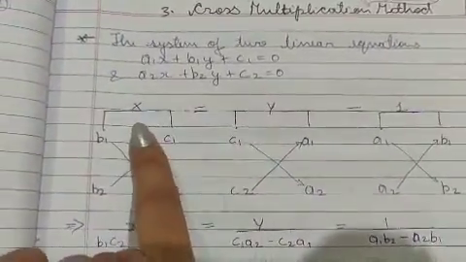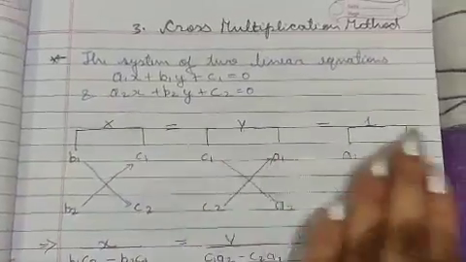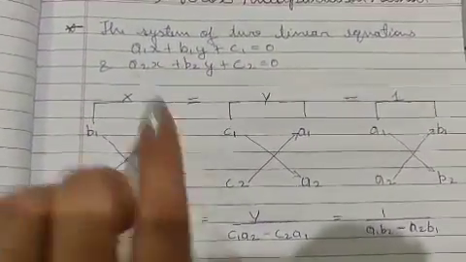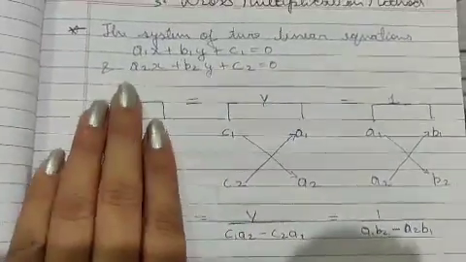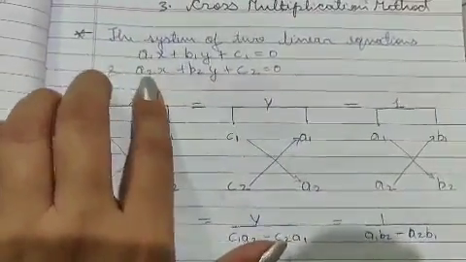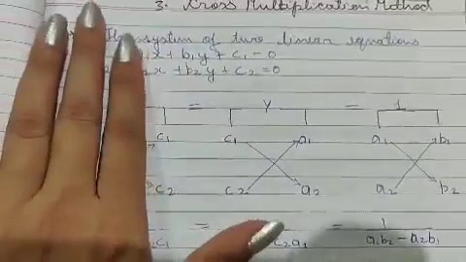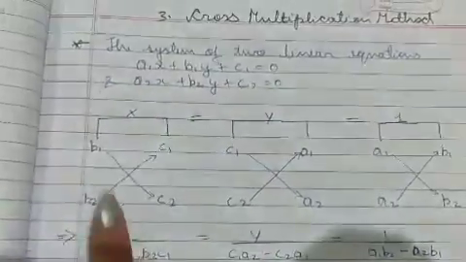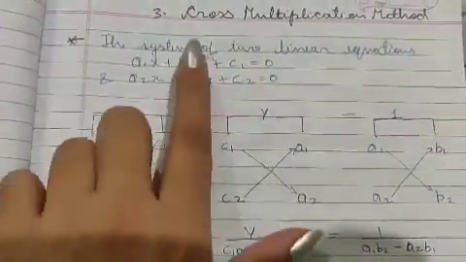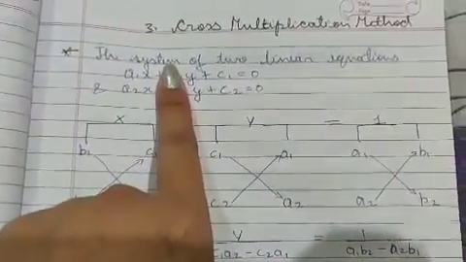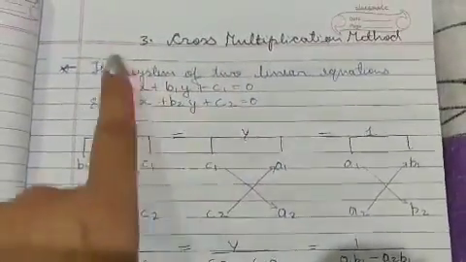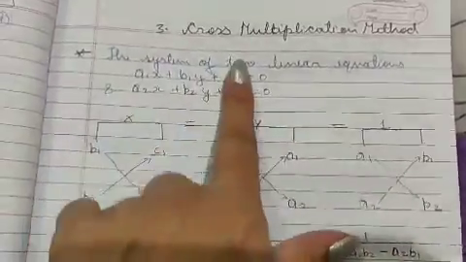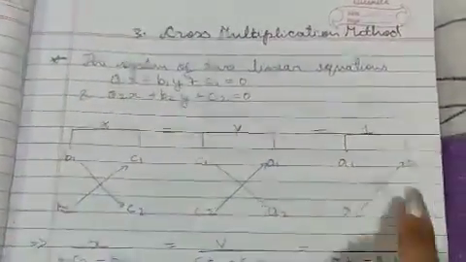See, x equals y equals 1. These are the denominators. How we have got these denominators, I'll tell you. For the denominator of x, the variable x has coefficients a1, a2, so leave it. For the denominator of x, we will take b1, b2 and c1, c2. Now for the denominator of y, we will take c1, c2 and a1, a2, and for the constant term we will take a1, a2 and b1, b2. Here it is.